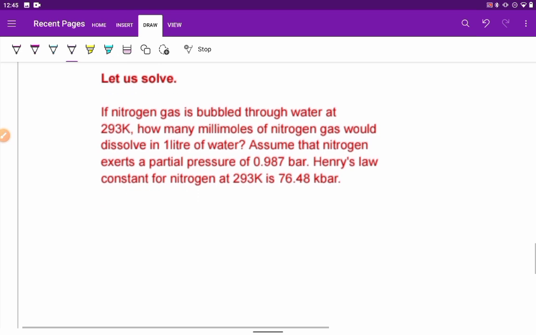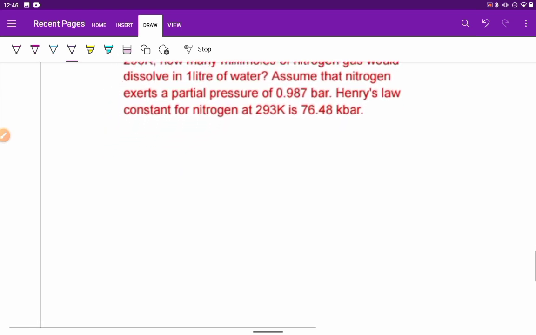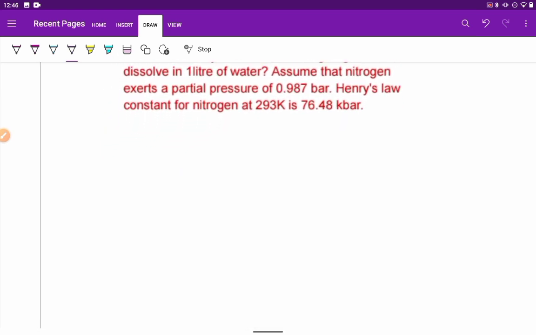Now based on this, let us solve one example, one numerical. If nitrogen gas is bubbled through water at 293 K, how many millimoles of nitrogen gas would dissolve in 1 liter of water? Assume that nitrogen exerts a partial pressure of 0.987 bar. Henry's law constant for nitrogen at 293 K is given as 76.48 K bar. Kh is always given per K bar, that is kilobar. So we have to multiply by 10 to the power 3 to convert it into bar.